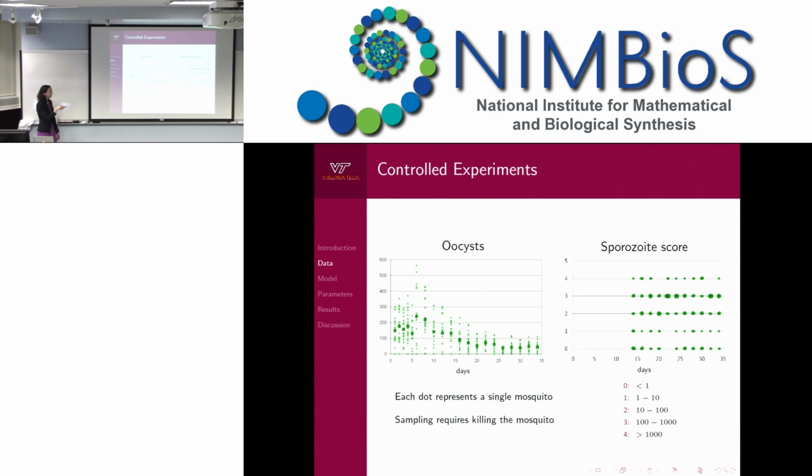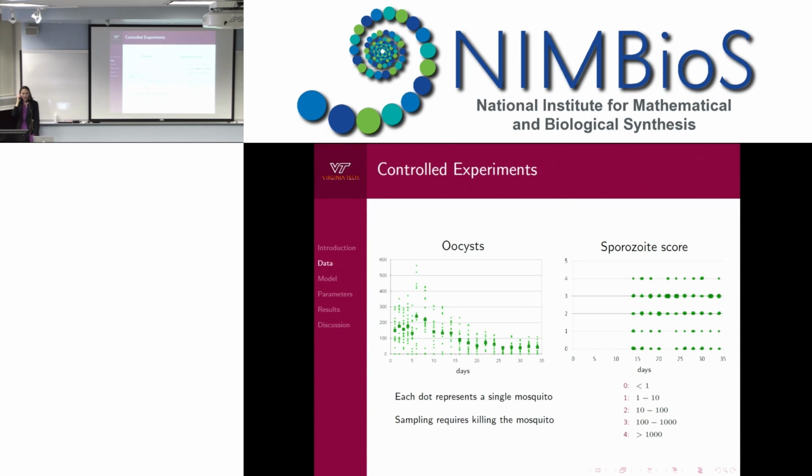On the left, we have oocyst data over time. Here we're back to very standard axes of days and number of oocysts that they're measuring. Each dot here represents a single mosquito. In order to measure it, they have to kill the mosquito, so none of these points are repeated mosquitoes. The larger dots, or the squares, are the average of those values.